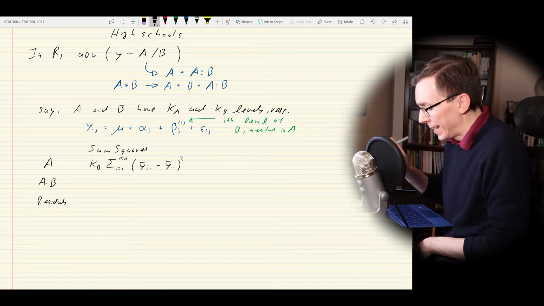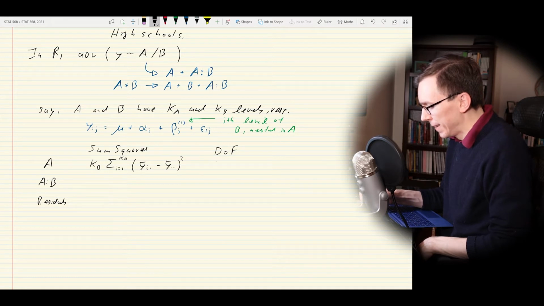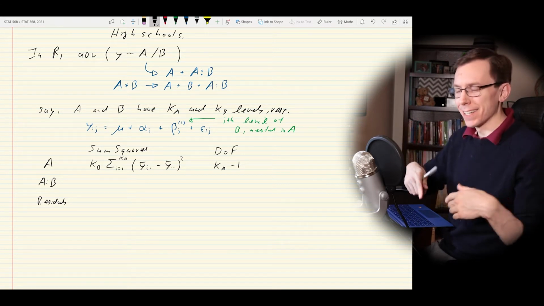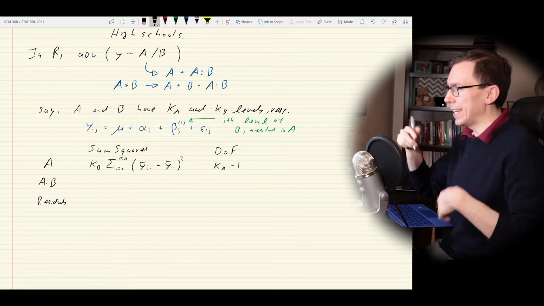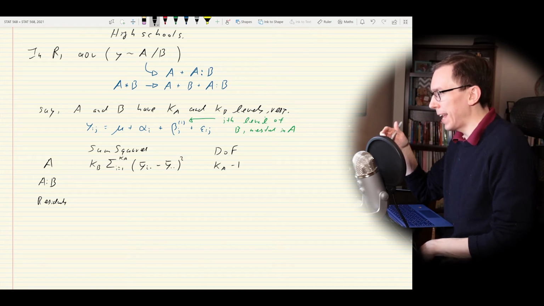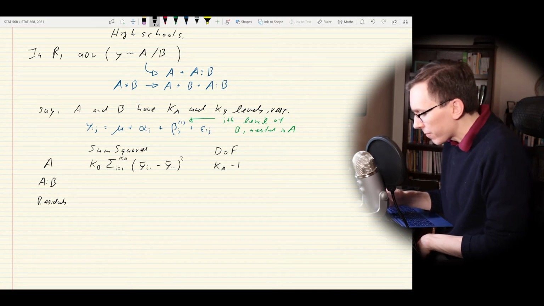We're good. Right, so we have that, and the degrees of freedom is exactly what it was before. It's just going to be Ka minus 1. We have Ka different category means. We have one global mean. We get Ka minus 1, and then the usual mean square and F statistics will follow from below.